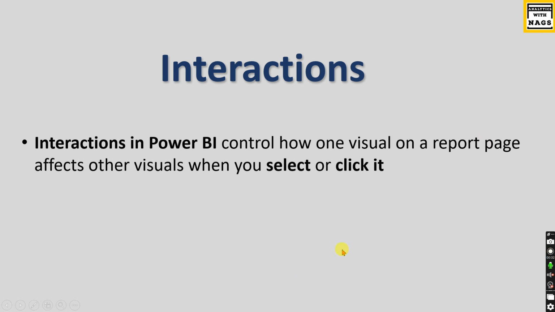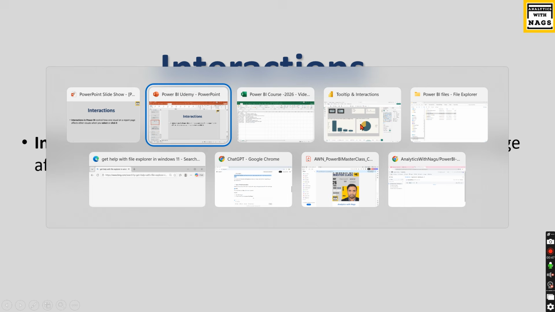This is the behavior, right? How it should behave when you click on one chart, how the other chart should behave. That is the definition you are going to define using the interactions. Let's check out how to implement this practically in Power BI.